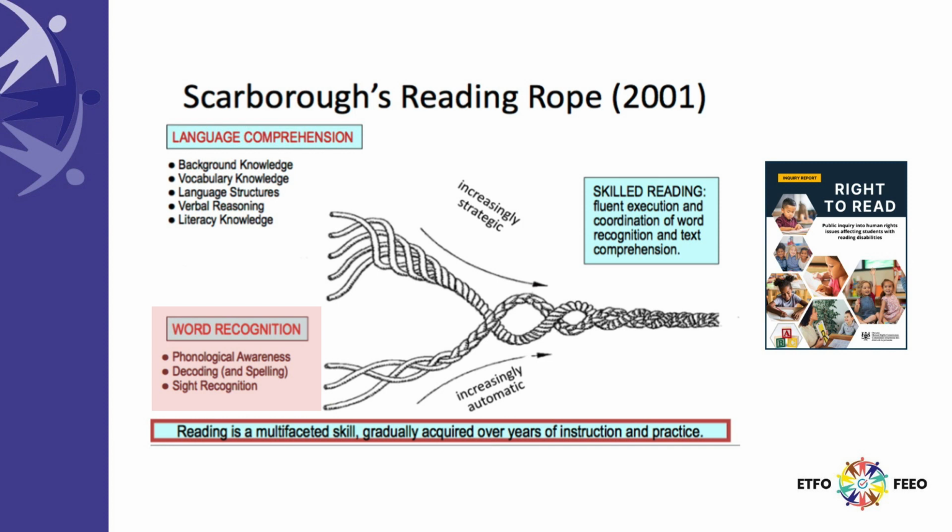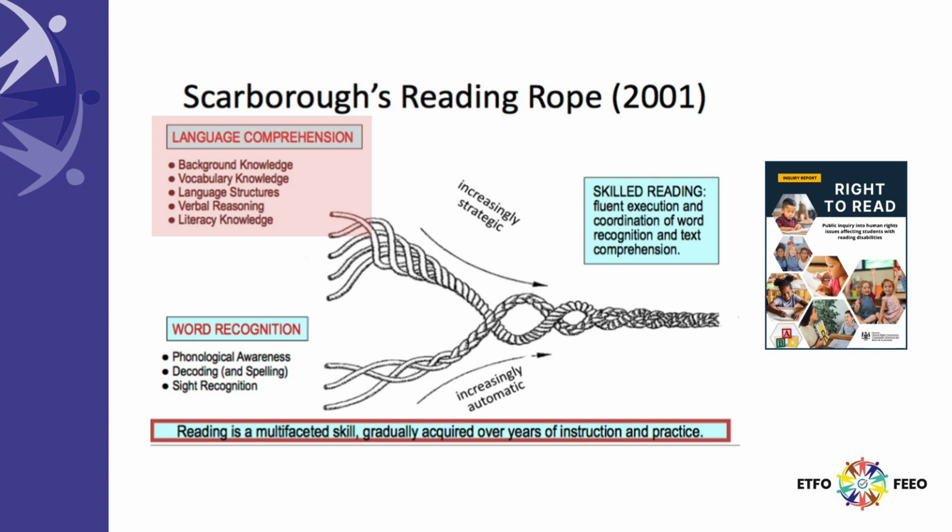Sight recognition occurs when students are able to quickly identify familiar words, high-frequency and irregular words, without needing to decode them each time. Together, these components form a strong foundation for proficient word recognition, allowing readers to navigate texts with ease and accuracy. We know that reading is not just about decoding the words on the page. This is why the language comprehension strands are a crucial component of the reading rope. Language comprehension consists of background and vocabulary knowledge, language structures, verbal reasoning, and literacy knowledge.